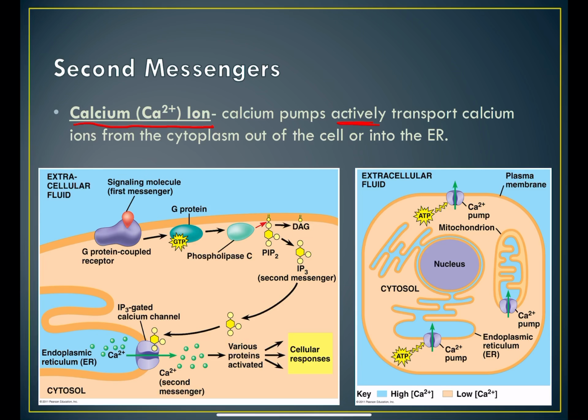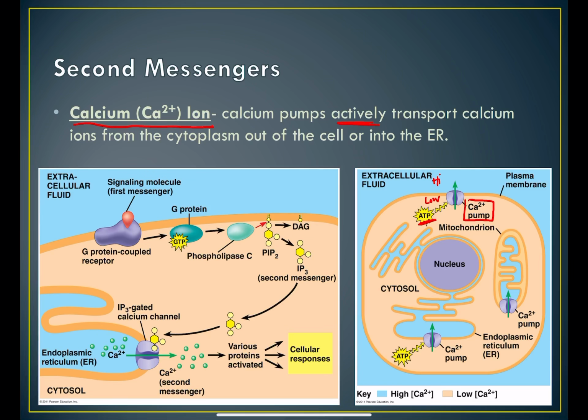So thinking back to the last unit about active transport, what does active transport mean? Well, it means two things. It means that it requires energy. So here where we see our calcium pump, you see that energy is being inputted in the form of ATP. But it also means that it transports from a low ion concentration to a high ion concentration, okay?